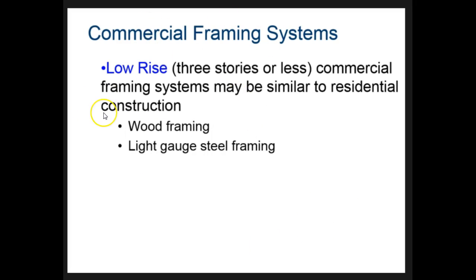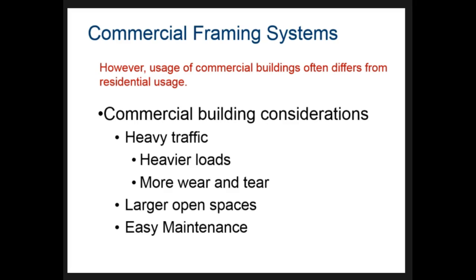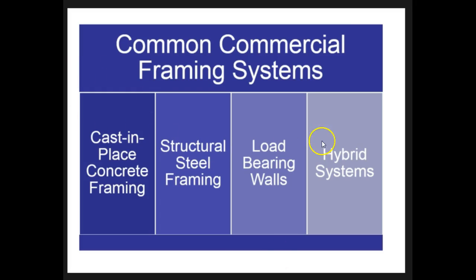If we're talking about low rise, like our library, which is 3 stories or less, we have one of these two types. And if we're talking about commercial versus residential, this is what we're seeing. More traffic, heavier loads, larger open spaces. And we need it to be easy to maintain. These are the same kind of wall systems we saw before, and here we're going to talk about them in framing.